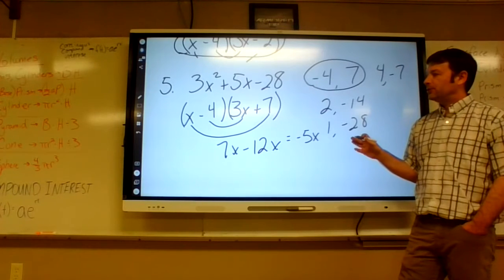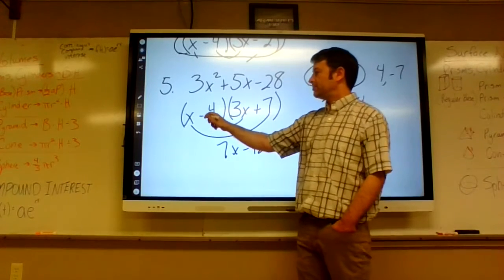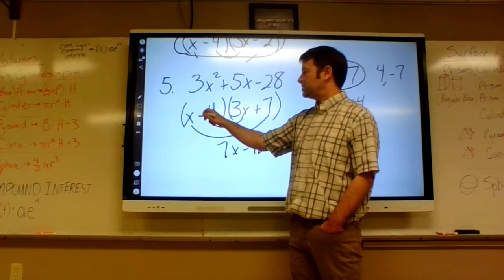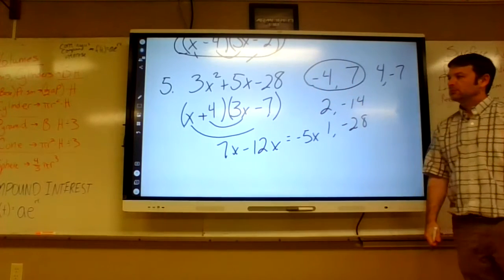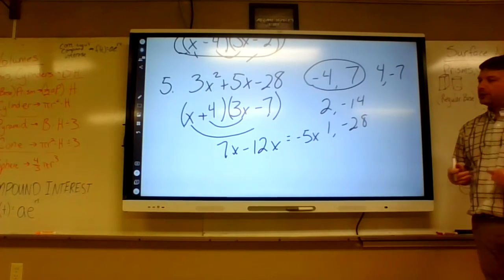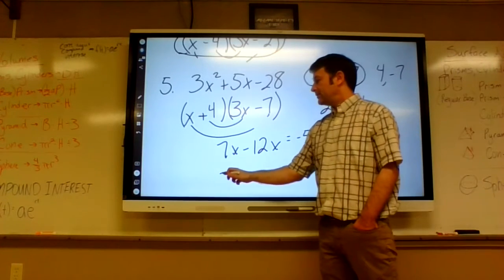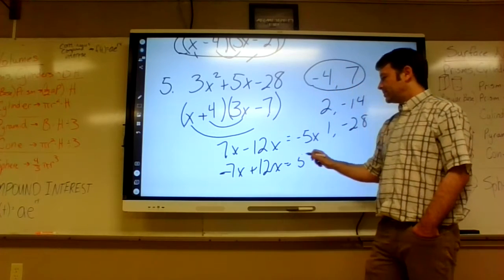Okay, no, we don't switch the numbers. If you get the opposite answer, you've got your signs opposite. So we need to change the signs to plus and minus. That would change our numbers into a negative 7x and a plus 12x, which is positive 5x.